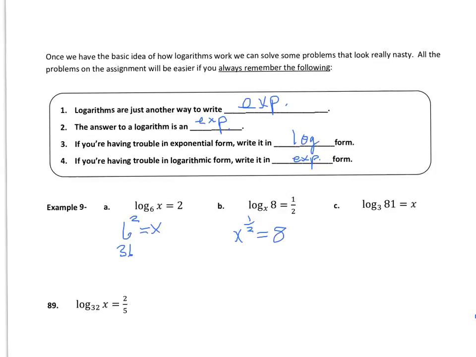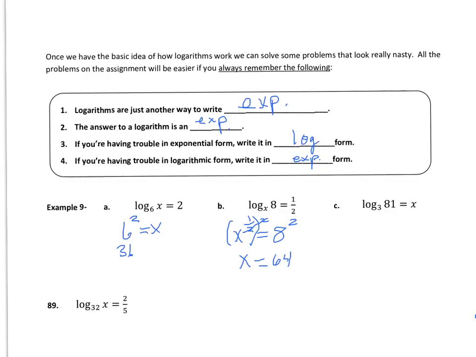So how do we get rid of a 1/2 power? Multiply by its reciprocal. The reciprocal of 1/2 is 2. So we're going to basically raise both sides to the second power. It cancels out here, and we get x, and 8 squared is 64. So in other words, 64 to the 1/2 power equals 8, right? Because 1/2 power is the square root, so the square root of 64 is 8.